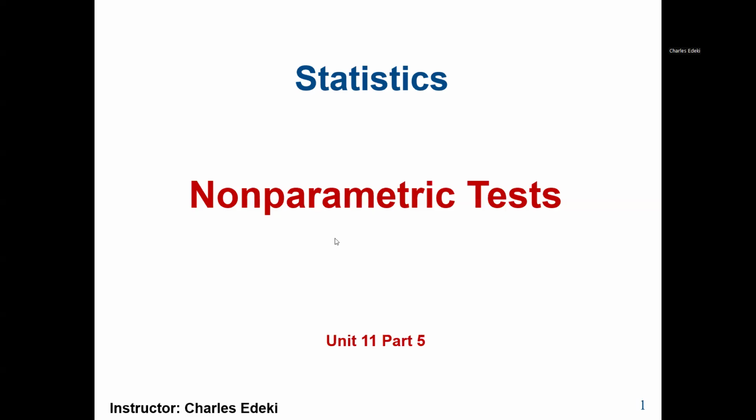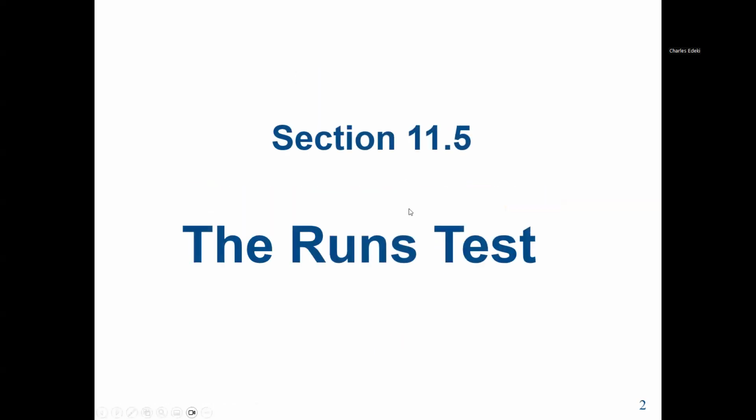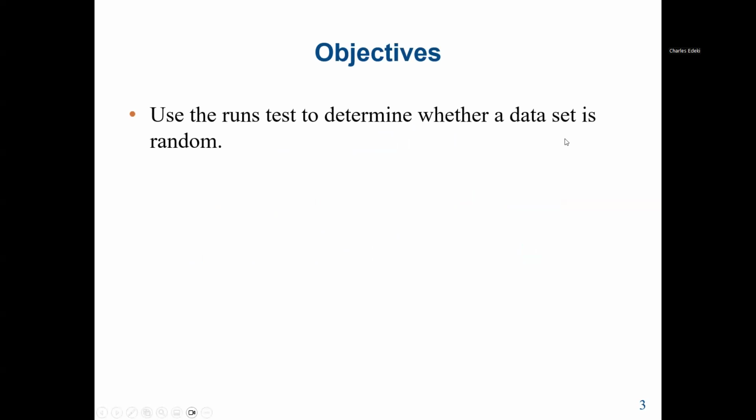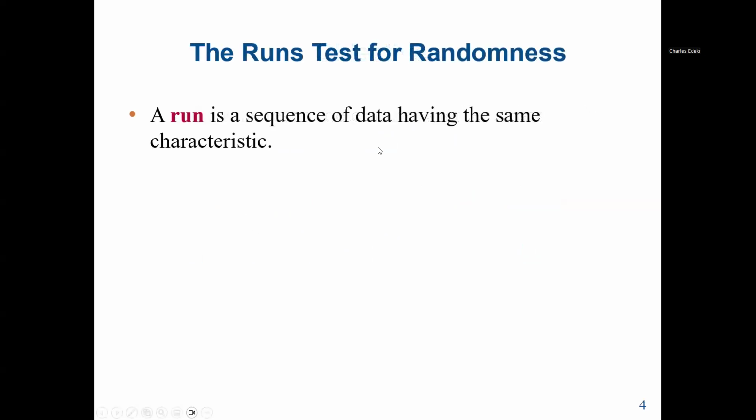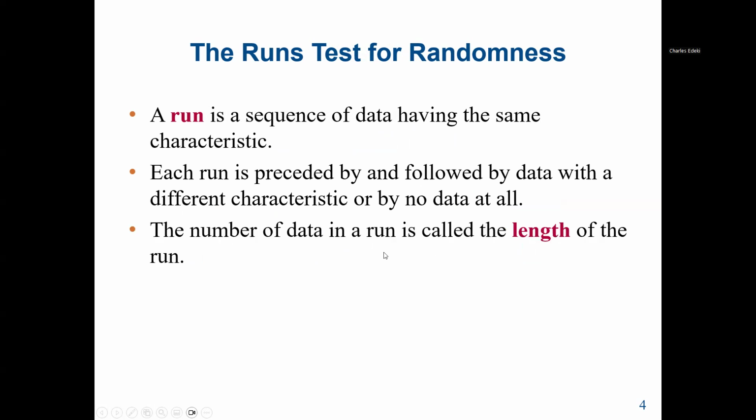This lecture covers the non-parametric test. Our main objective is to use the run test to determine whether a data set is random. Now, a run is a sequence of data having the same characteristic. Also, each run is preceded by and followed by data with different characteristics or by no data at all. The number of data in a run is called the length of the run.